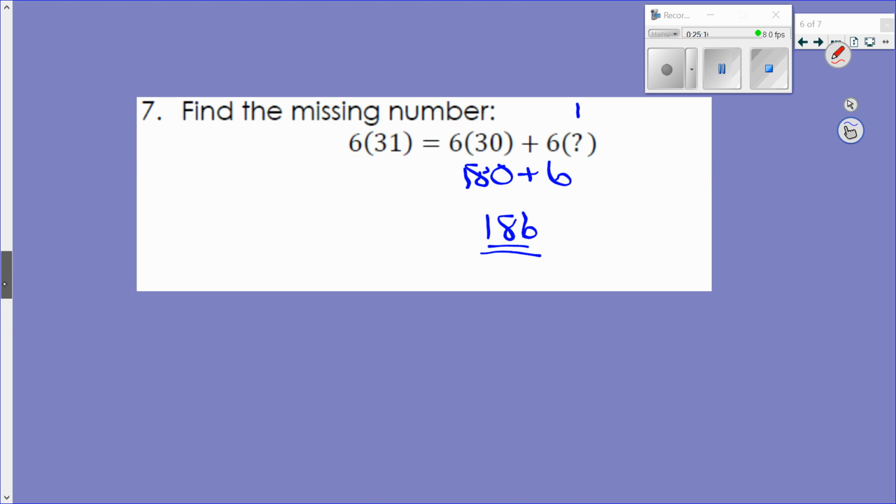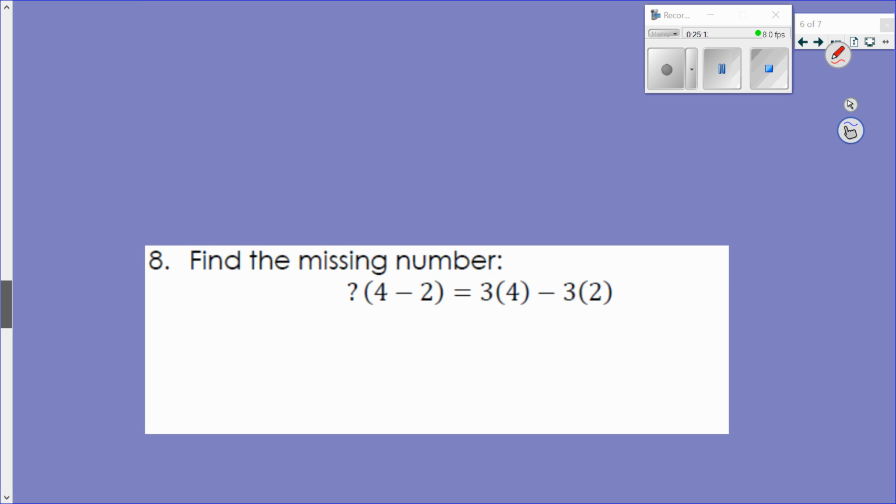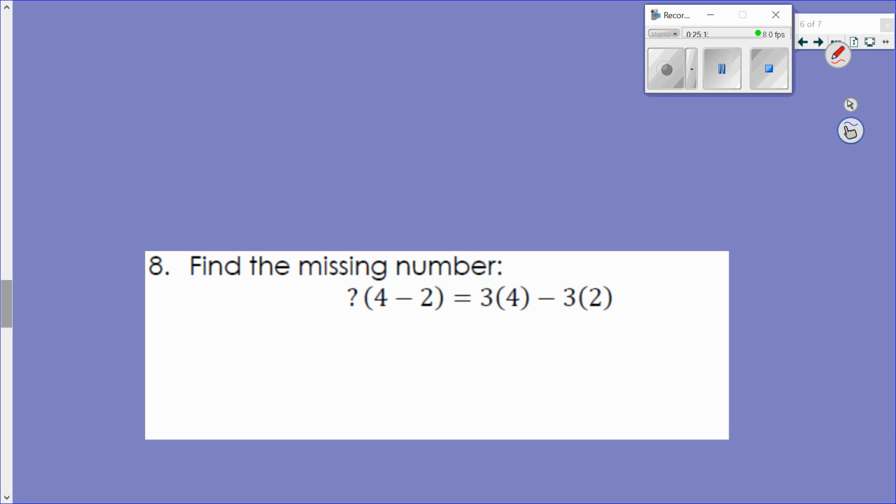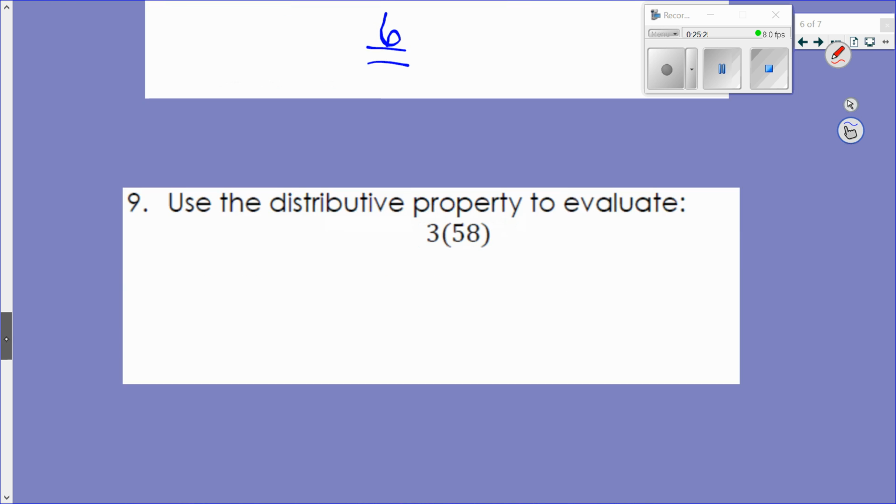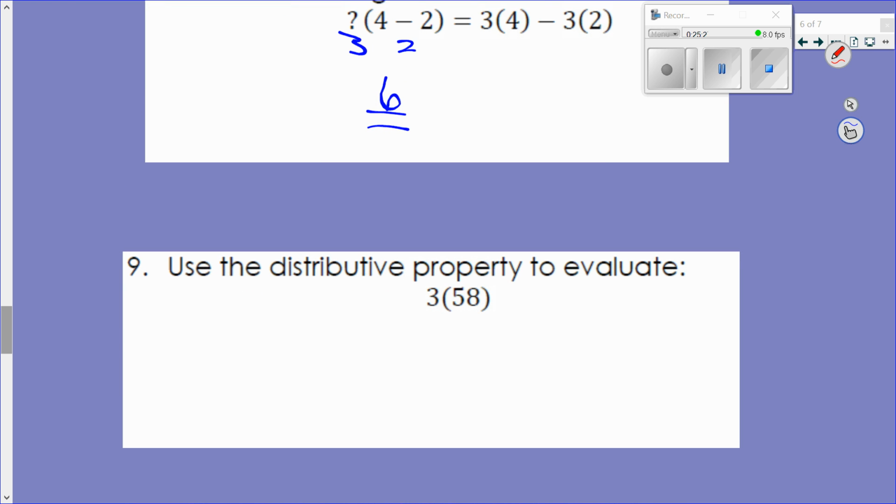Yes, sir. Number 8. Another question mark 1. Question mark. 3. Inside. 4 minus 2 is 2. 3 times 2 is 6. We did. Okay. Again, distributive property. So figure out how to break 58 up, guys.